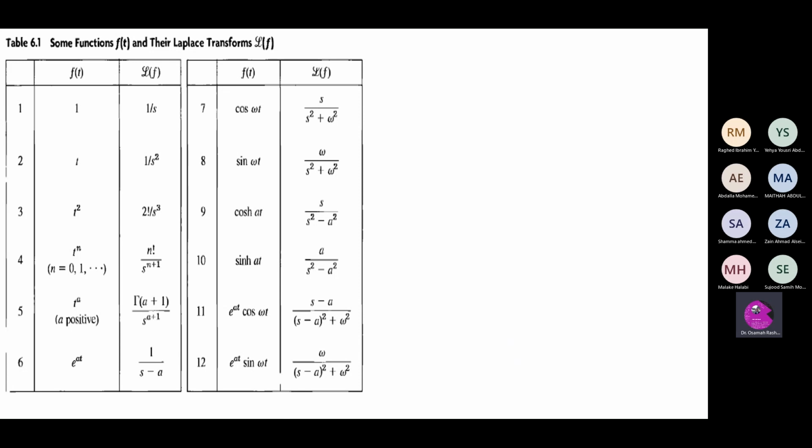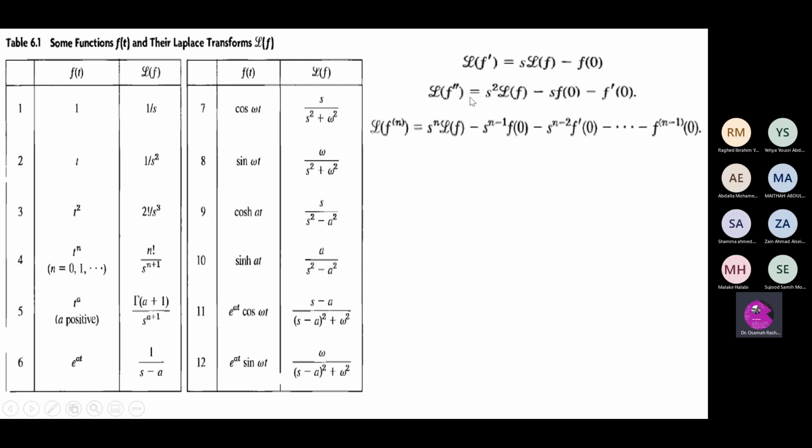This is the Laplace table for most of the functions, right? And here are some rules to get the Laplace transform for the first derivative, for the second derivative, and also for the n-th derivative. This is why I'm saying we should have initial values to use Laplace, because if we have a differential equation, we have a first derivative, second derivative, and n-th derivative, and I see the Laplace for the first derivative must have the initial value of f or y at 0, right?